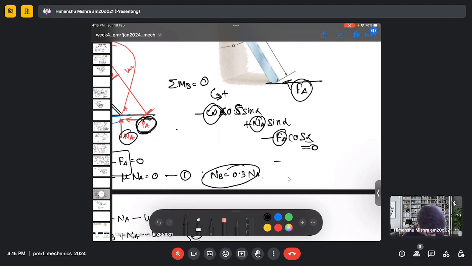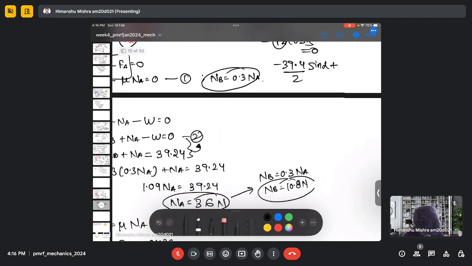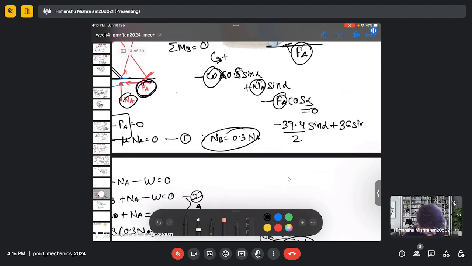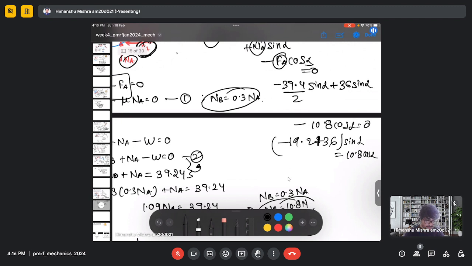So the W will be 39.24 by 2 sin alpha plus NA, which is 36 sin alpha, minus 10.8 cos alpha equal to 0, and this will be around 19.2 plus 36 sin alpha equals 10.8 cos alpha. And when you solve this, you will get alpha which is around 31.